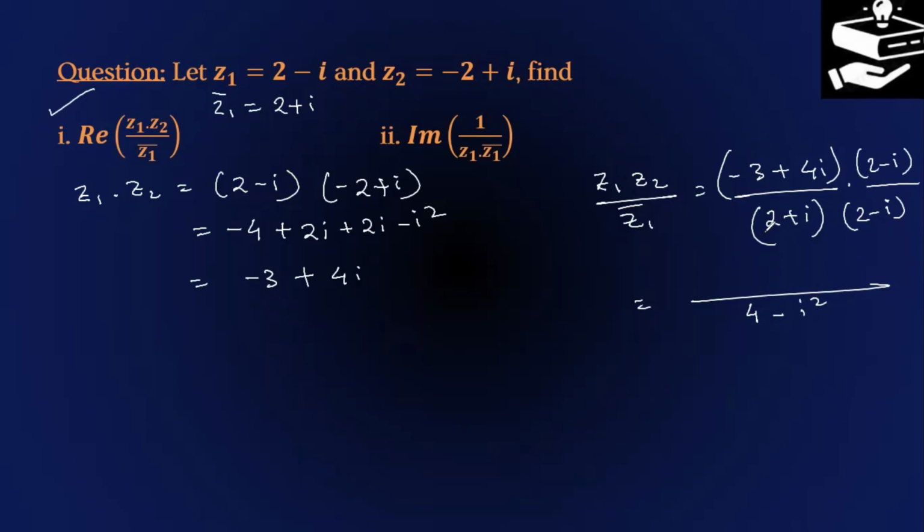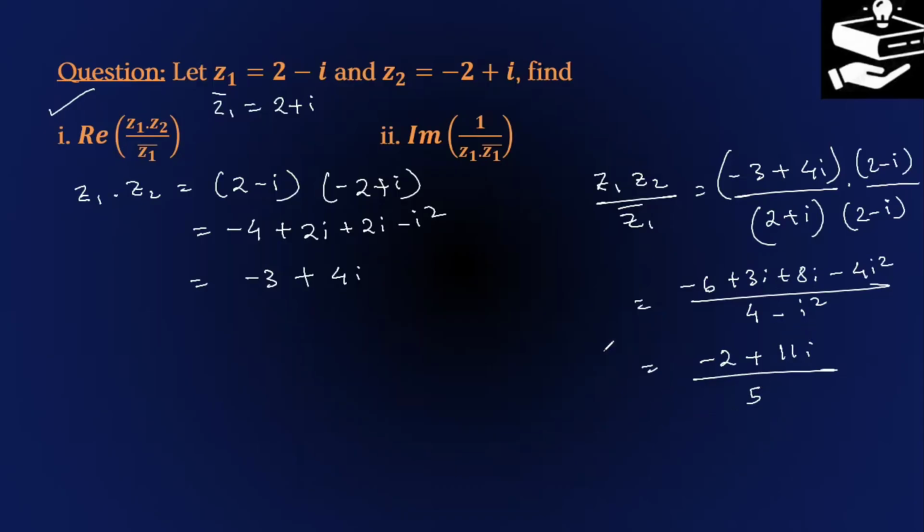In the numerator, what we will be getting? Check. Minus 3 times 2 gives minus 6. Then minus 3 times minus i will give you plus 3i. 4i times 2 will give you plus 8i. And 4i times minus i will give you minus 4i square, which is plus 4. So minus 6 plus 4, solving this you get minus 2. Plus 3i plus 8i will give you 11i, over 4 plus 1, that is 5.